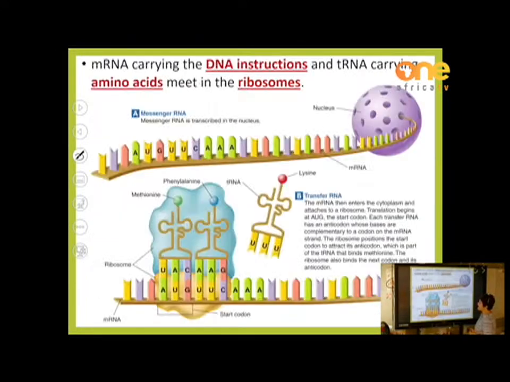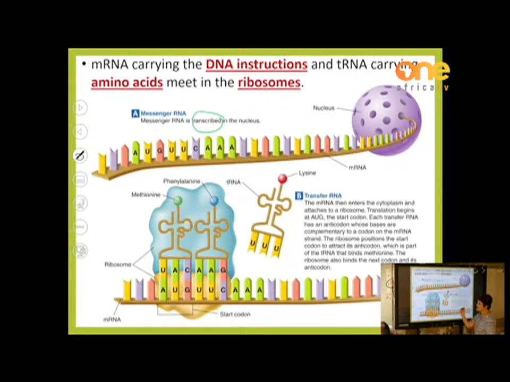Messenger RNA does transcription. mRNA is transcribed in the nucleus. The mRNA can leave the nucleus through the nuclear pores because it is small enough.